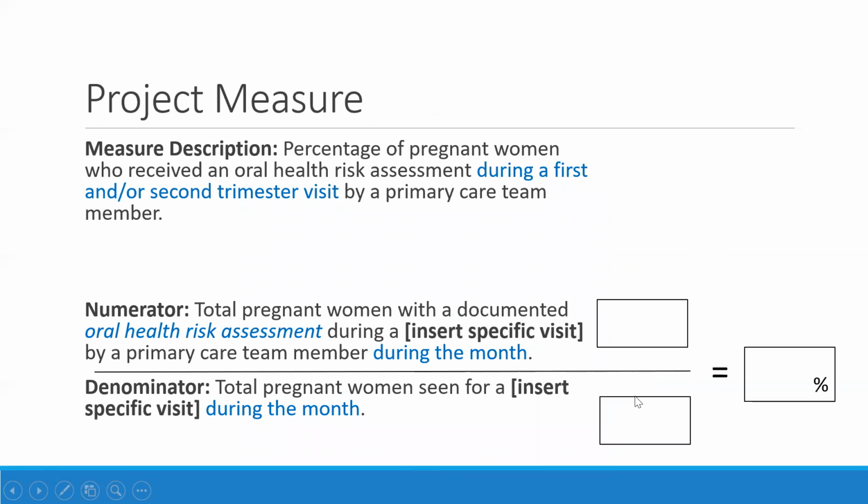And this final slide shows the project measure related to this domain. The measure description is the percentage of pregnant women who received an oral health risk assessment during a first and/or second trimester visit by a primary care team member. The denominator for this measure is the total pregnant women seen for the specific visit your team decides upon during the month. The numerator is the total pregnant women with a documented oral health risk assessment during that specific visit by a primary care team member during the month.